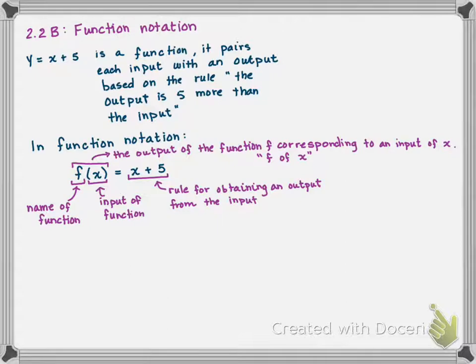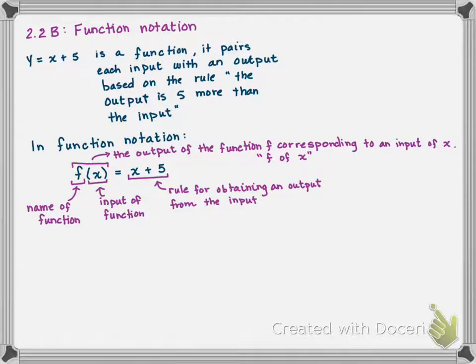So one of the tricky parts of this whole thing is that it looks a lot like f times x, but it's not the product of two different things. F of x is in and of itself a variable to represent a value. Within that symbol, it tells us what the name of the function is and what input we use to get that output. So f of x is the output of the function using the input of x.